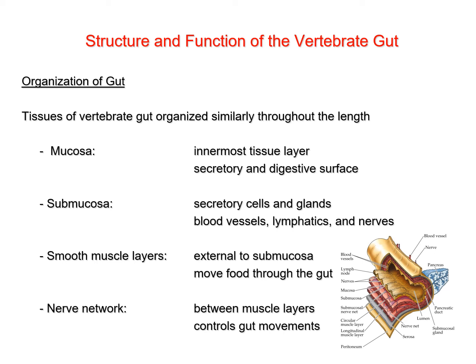Okay, the overall organization. You might see it better in later diagrams, but the overall organization of the gut in a vertebrate animal is more or less similar along the length. Different parts are somewhat different depending on what section of the gastrointestinal tract you're in, but the innermost layer, which is in contact with the internal space or lumen, is called the mucosa. It has a layer of tissue which is secretory and is the digestive surface. Below that is the submucosa, where you find secretory cells and glands, blood vessels, lymphatics, and nerves. And outside of that is a smooth muscle layer, which helps move food along and helps with the mechanical features of digestion. And between those muscle layers you have a nerve network, which is quite extensive.